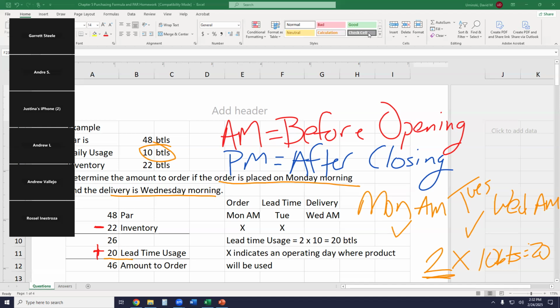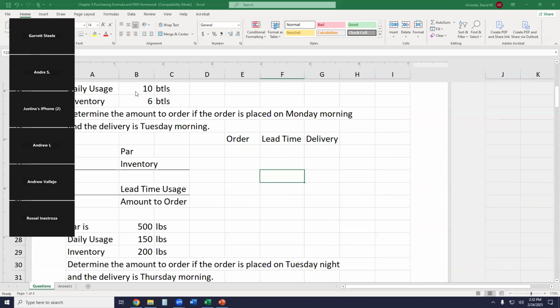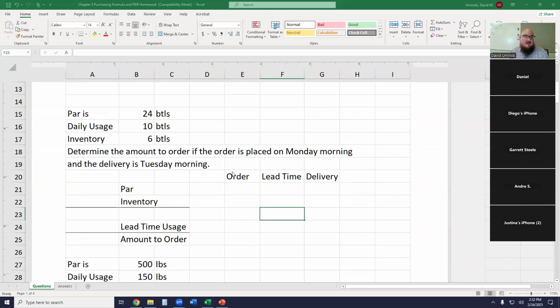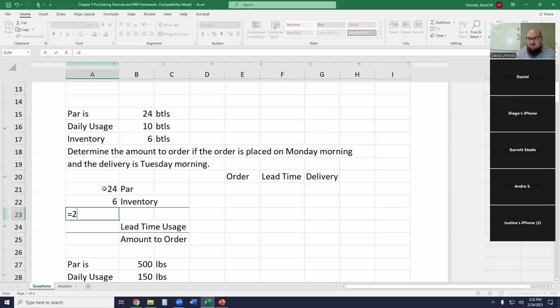Let's do another one. All right. So my par is 24 bottles. My daily usage is 10. And in inventory, I have 6. So let's go ahead and get this first one started. We have 24 bottles as our par, and in the inventory, we have 6. So what is 24 minus 6?